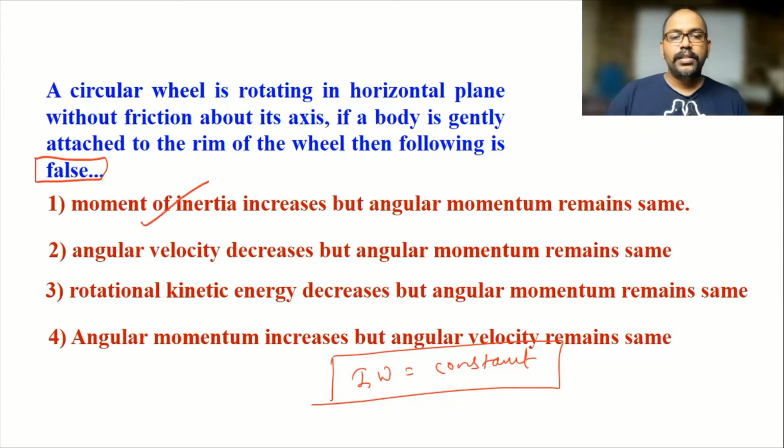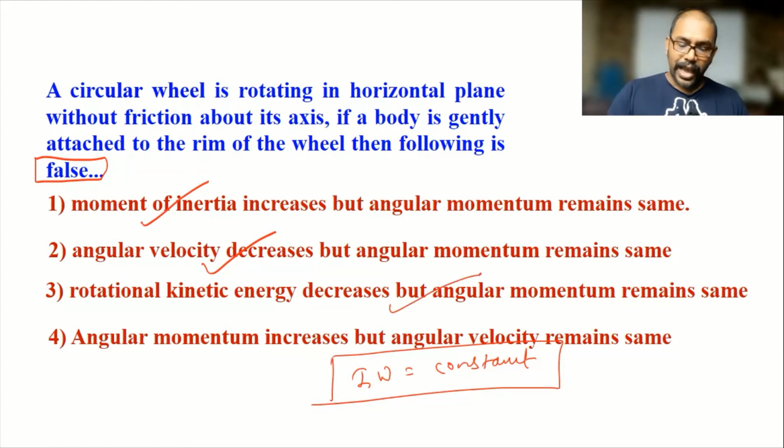Then the second one is, angular velocity decreases, angular momentum remains constant. If omega decreases, then also this is constant. So this is also true. Rotational kinetic energy decreases, but angular momentum remains constant. So angular momentum is always constant, and this is also true.